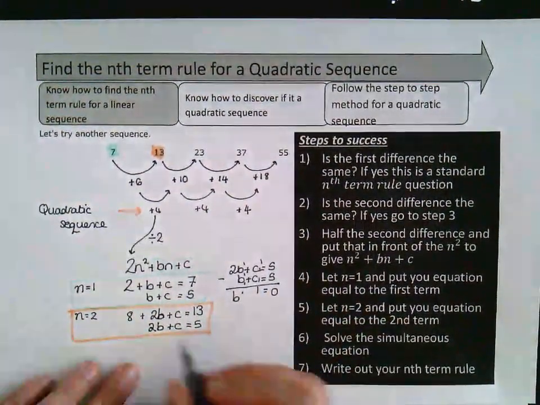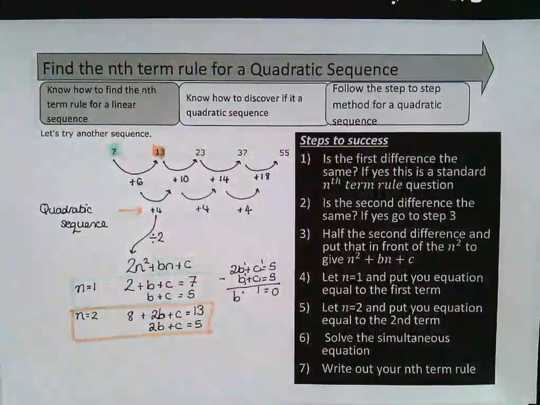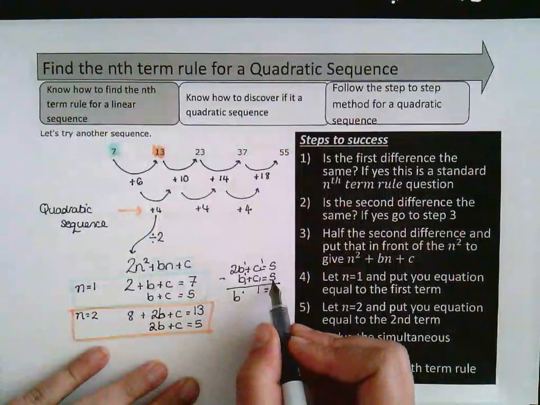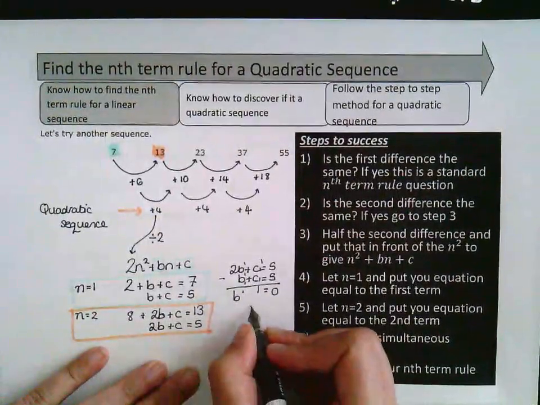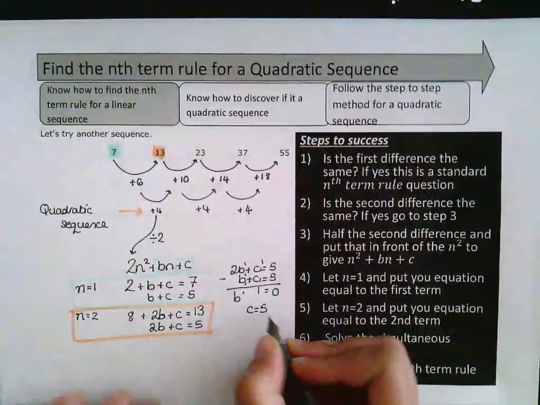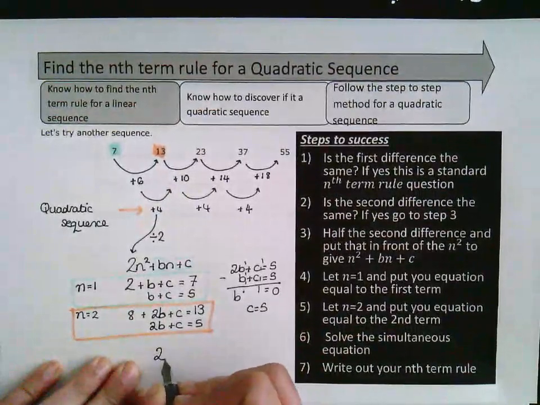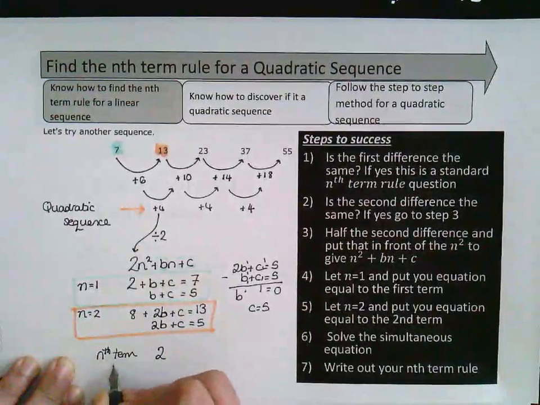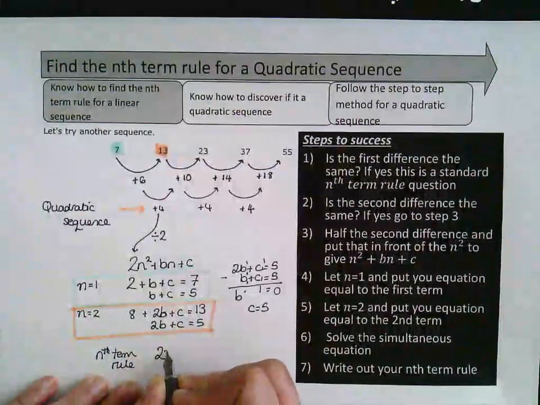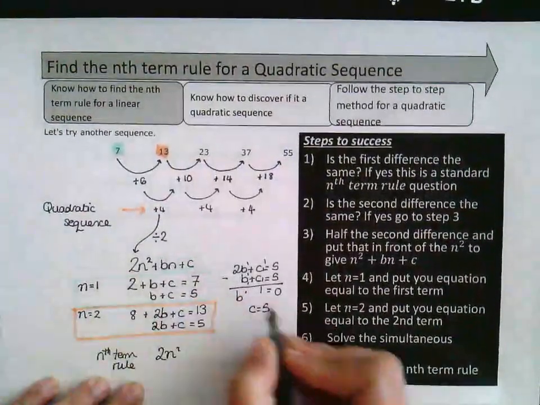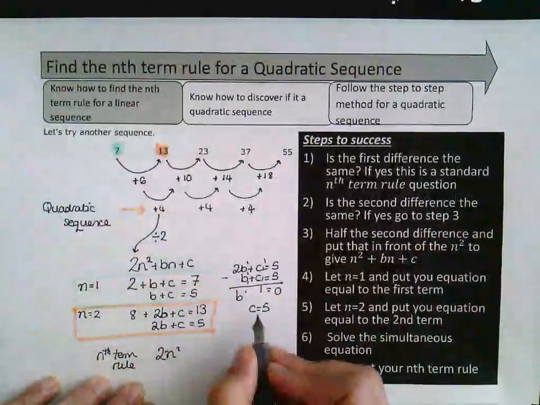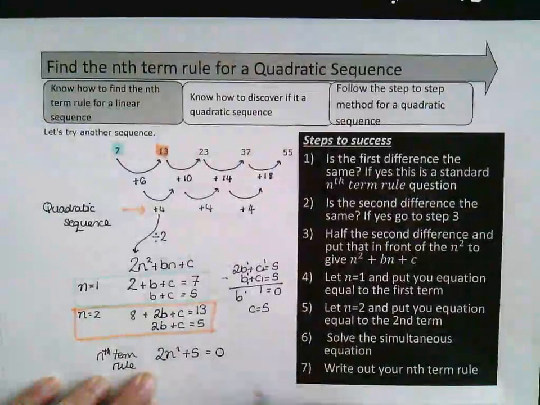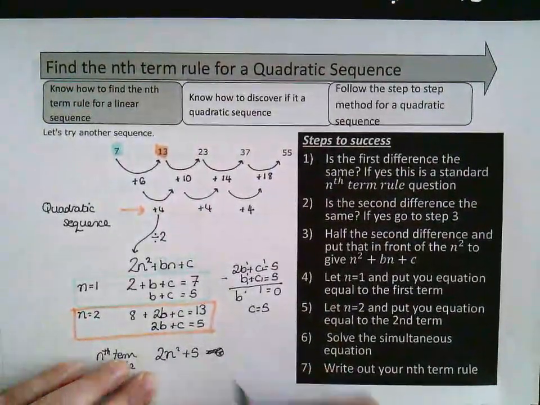So in this case, this b is actually a 0. But this says b plus c equals 5. So if b is 0, c has to be the number 5. So that means our nth term rule is 2n squared plus b, which is 0. So I'm going to miss that term out, plus 5.